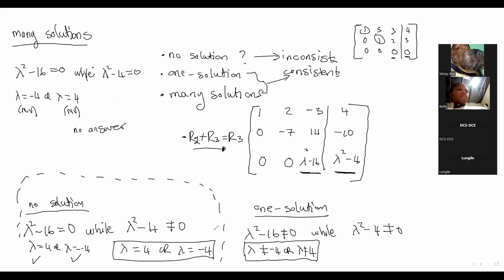I'm just showing you this option just in case another question asks for many solutions. This is what you will do. And when they say inconsistent, they just mean that the system has no solution. You just go for this one. And when they ask if it's consistent, one of the two is fine, if it has a solution or many solutions.